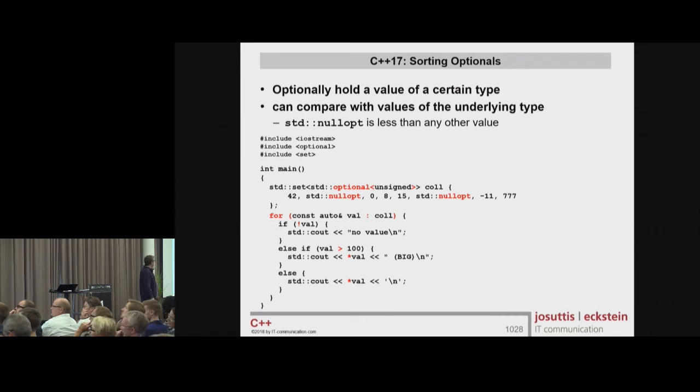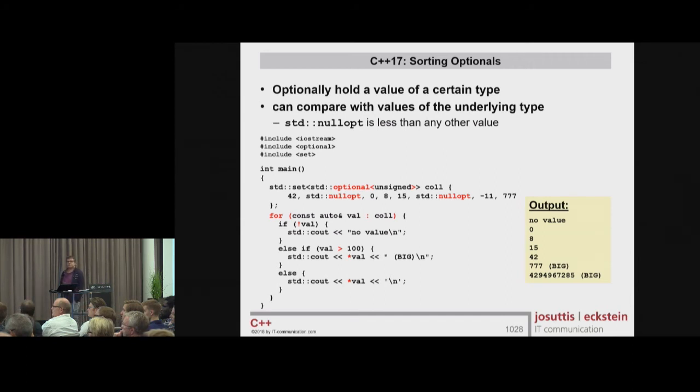Now in a for loop, let's deal with all the different elements in this set. That means we have a for loop over optional unsigned. So I first check, is there an unsigned? If not, so is this an optional value? If there's no optional value, then print there's no value. Otherwise, if it's greater than 100, see, we can compare directly with the underlying type, so with an unsigned. I print this is the value with a star and append a big, and otherwise I print the value. So I get output like this.